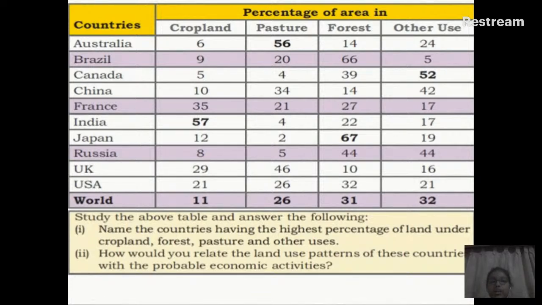Okay. Next is India, our country. That is 57 cropland, 4 pasture, 22 forest, and 17 other uses.